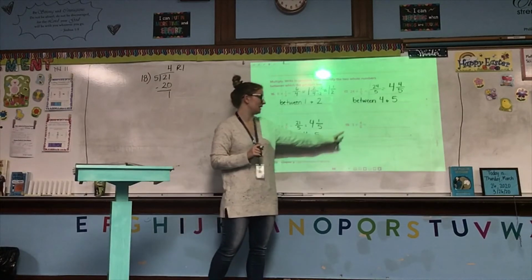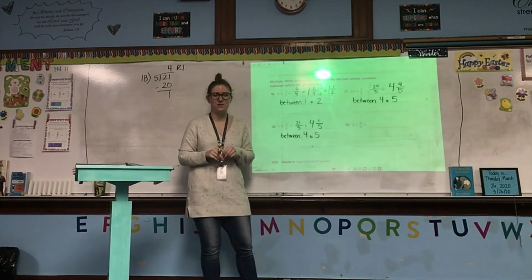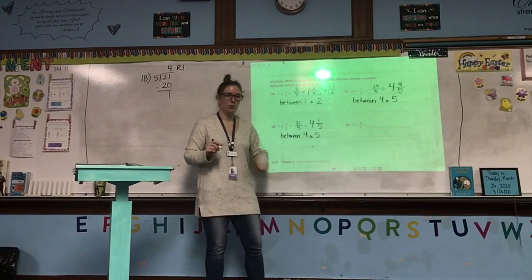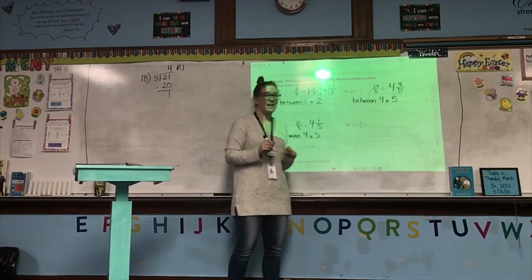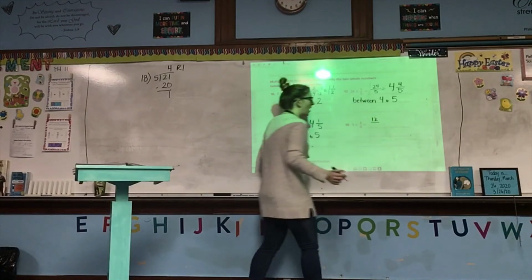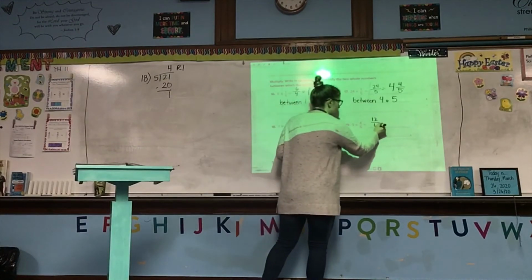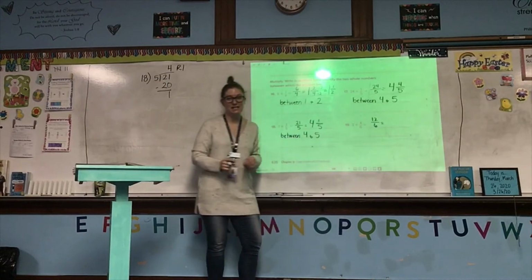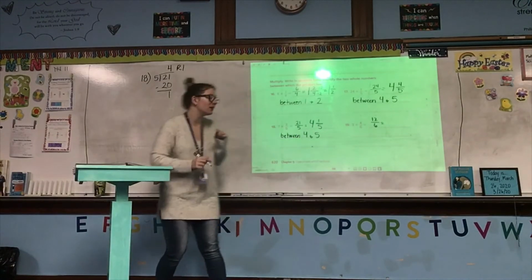Okay, number 19. We have 3 times 4/6. So again, we're gonna multiply the whole number by the numerator. 3 times 4 is 12. Our denominator stays the same, so we have 12/6. 12/6 is an improper fraction, and we cannot leave it like that.